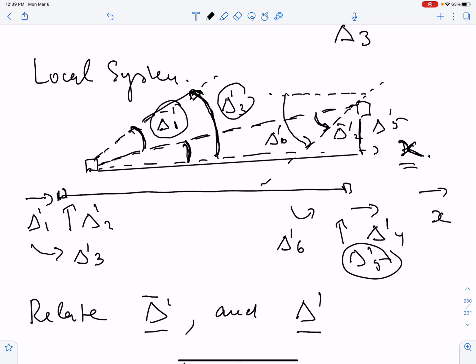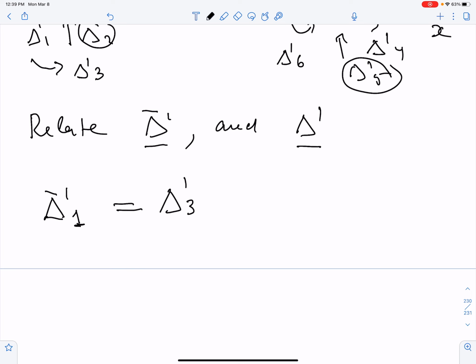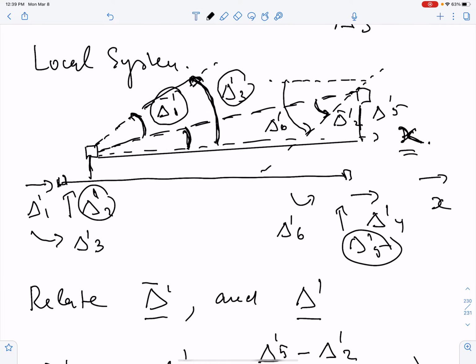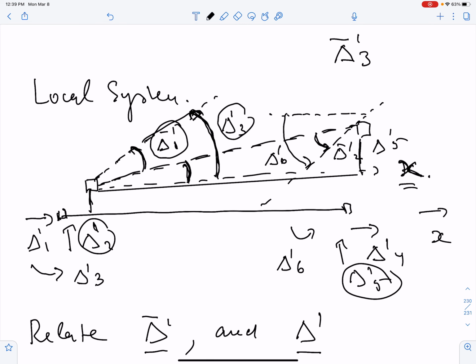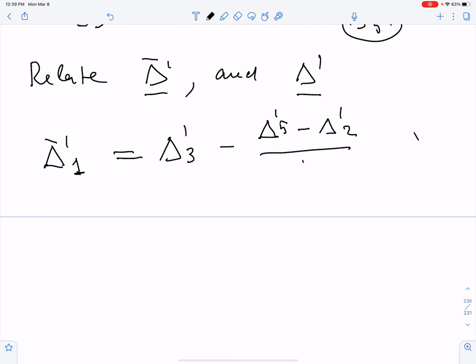Okay. The vertical distance here is exactly delta prime 2. And then the difference becomes, you get minus the vertical displacement of node J, delta prime 5, minus delta prime 2, which is the vertical displacement of node I. This gives us this vertical distance here. And then this vertical distance gets divided by the length of the bar, delta L, over L.